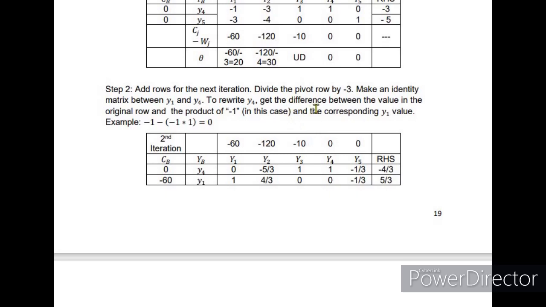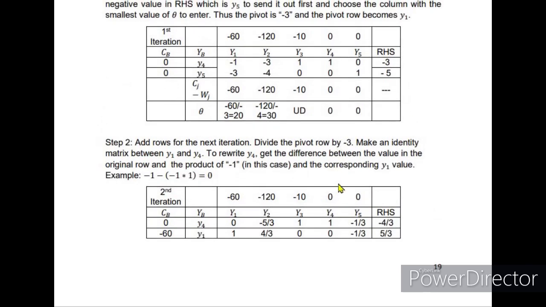So divide the pivot row by negative 3. So why do we divide it? Because negative 3 is our pivot element. It lies in the intersection of our chosen column and our chosen row. So what is the pivot row? The pivot row is this, y sub 5, which is now y sub 1 for the second iteration. So you will just divide all of this by negative 3.